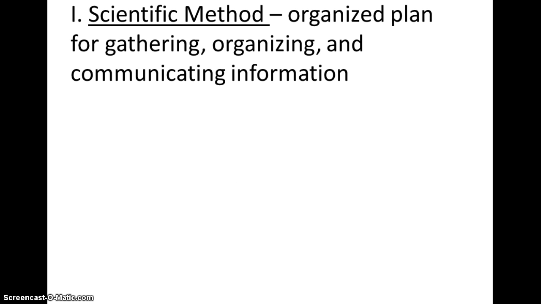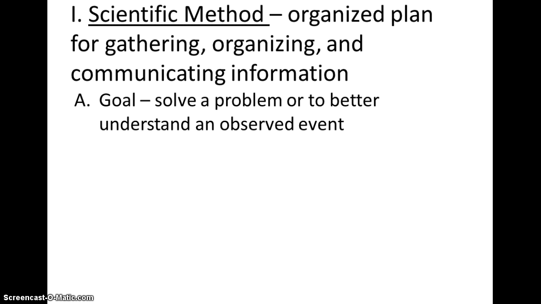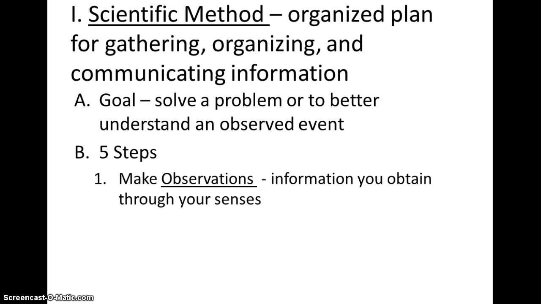Section 2 starts with the scientific method. I'm sure you've heard about this before. This is just an organized plan for gathering, organizing, and communicating information. The goal of the scientific method is to solve a problem or to better understand an observed event. There are 5 steps to the scientific method. The first step is to make observations. Observations are anything you obtain through your senses: what you see, what you hear, what you taste, what you smell, or what you feel.